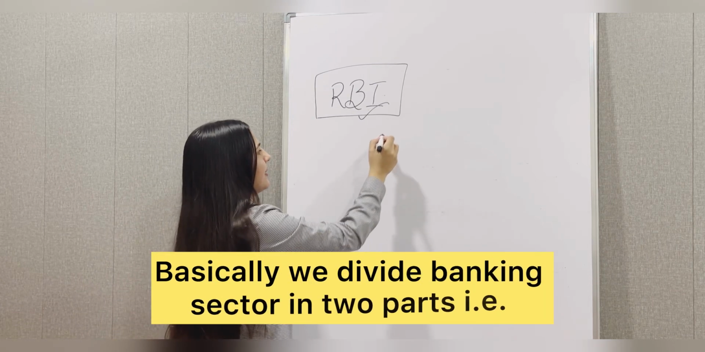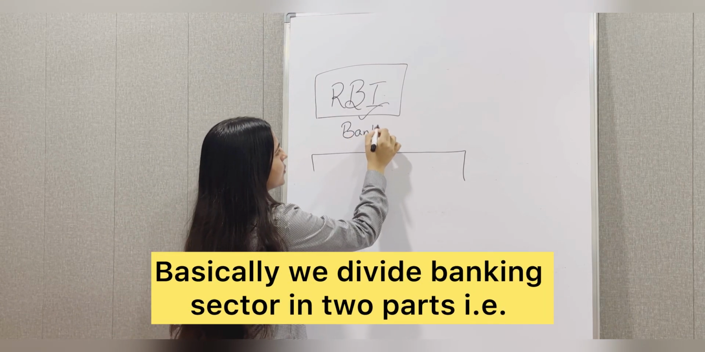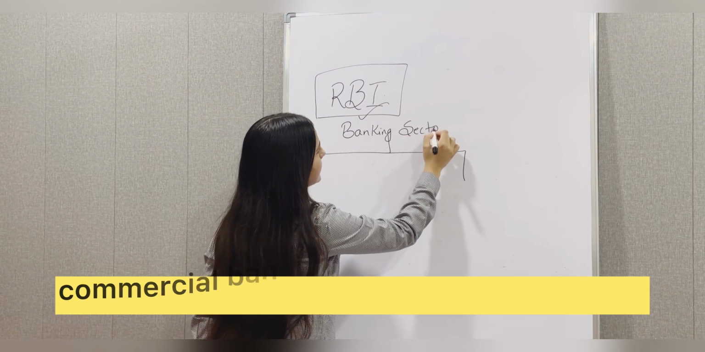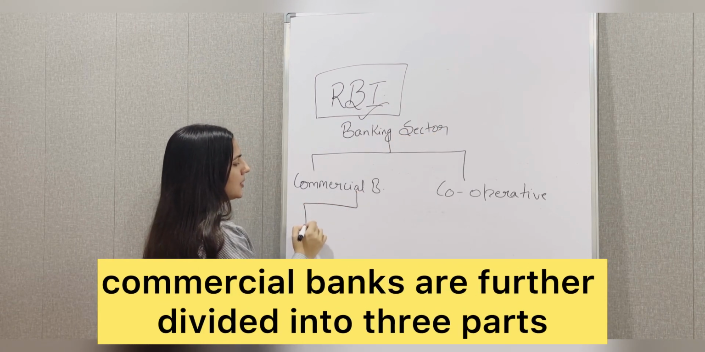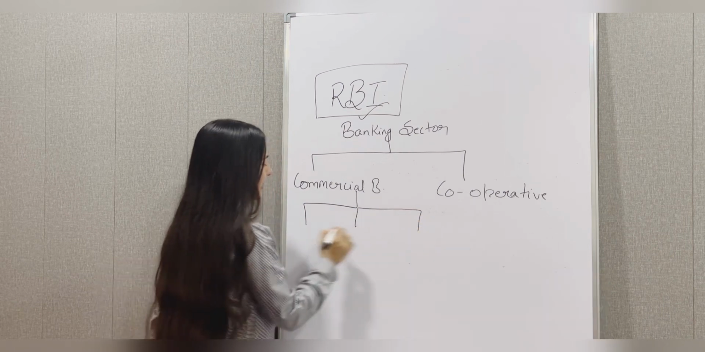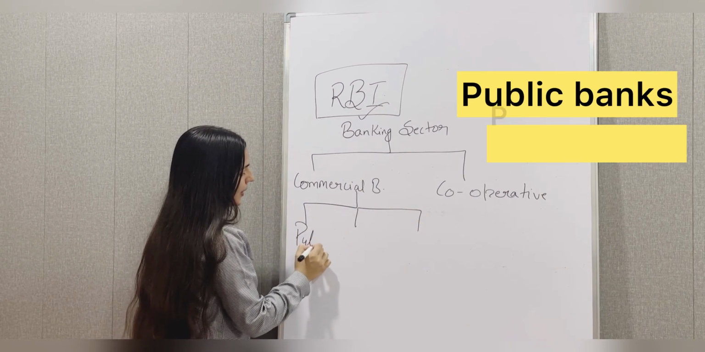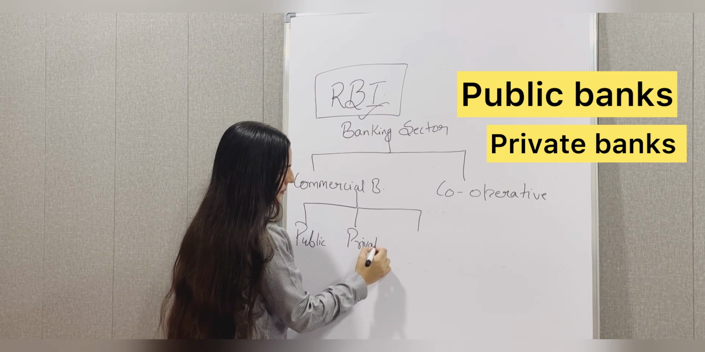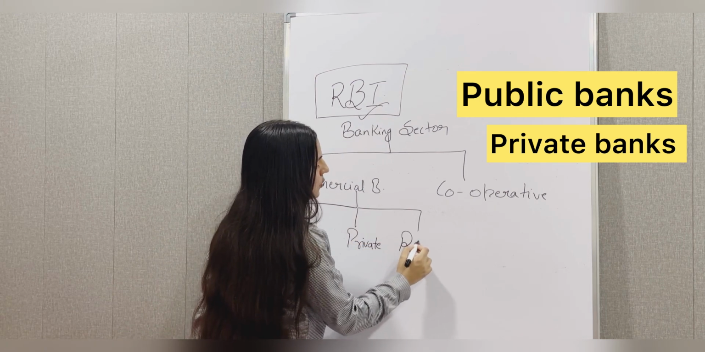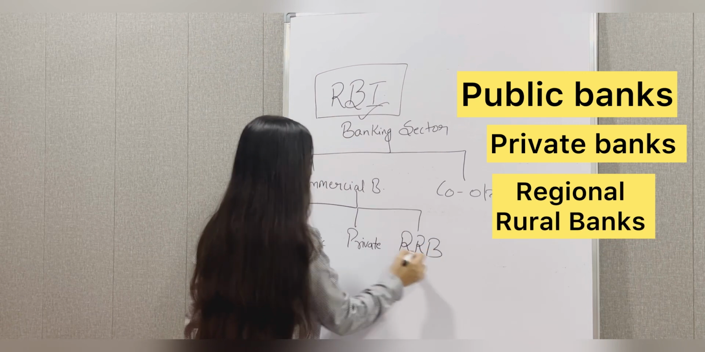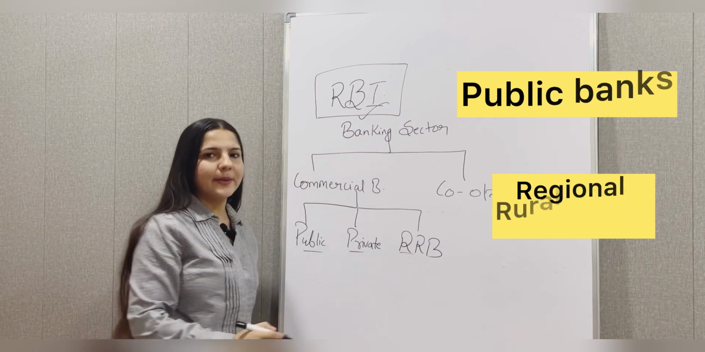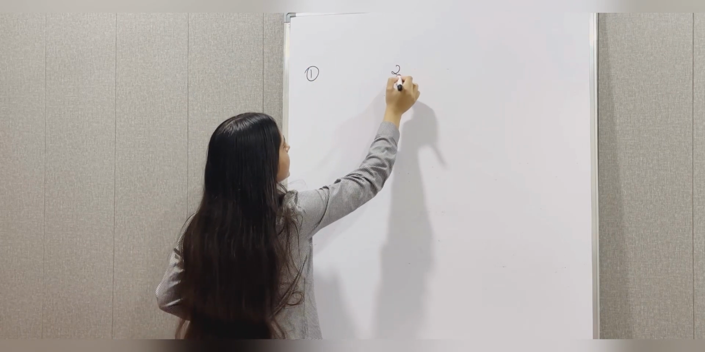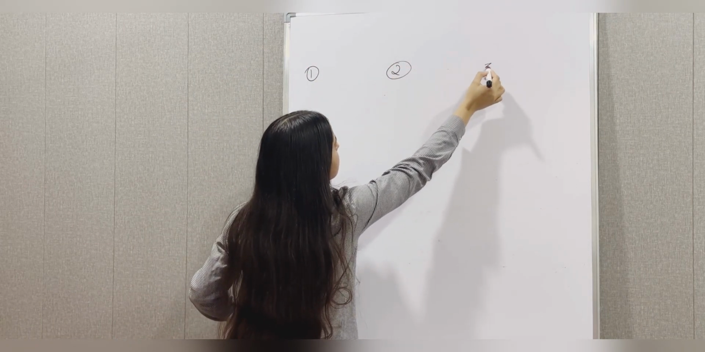But basically we divide the banking sector into two parts, that is commercial banks and cooperative banks. Commercial banks are further divided into three parts, that is public banks, private banks and regional rural banks, that is RRB. Now let us discuss these banks one by one. So commercial banks are divided into three categories that we have discussed. Now let us discuss all three.